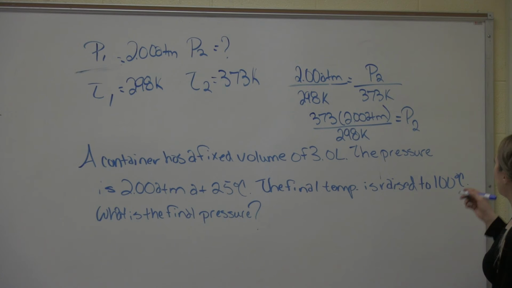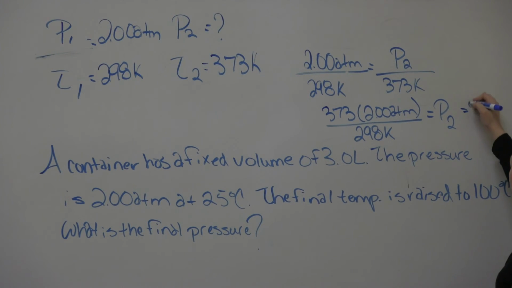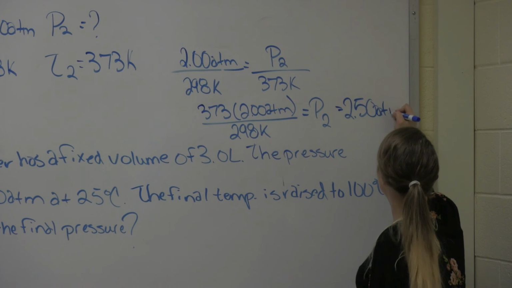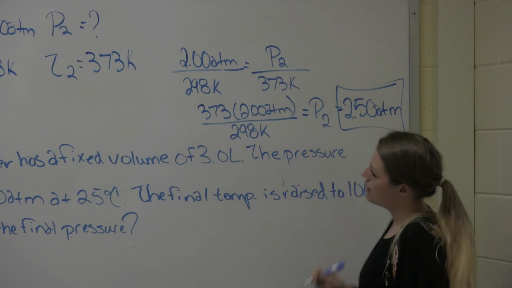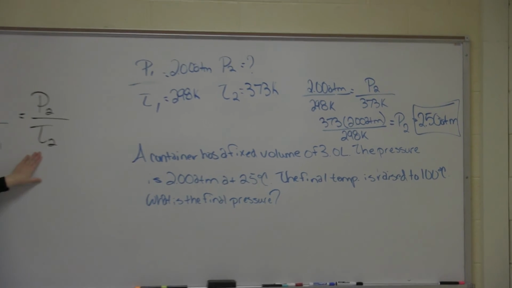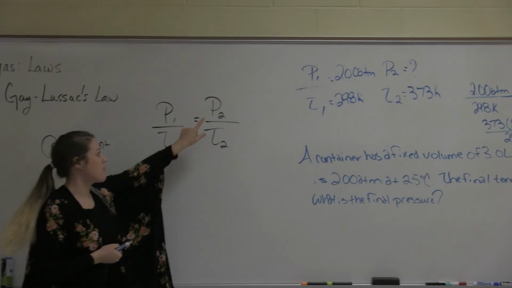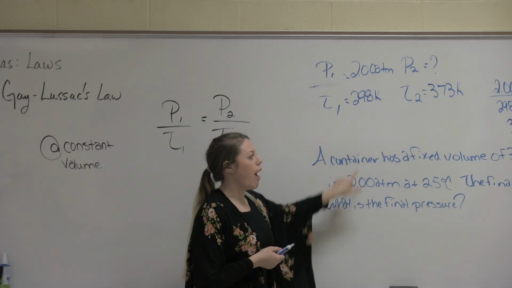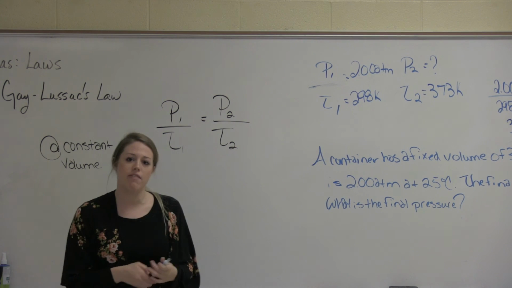We punch all that into the calculator. P2 equals 2.5 atmospheres. Okay, so in conclusion, we raised the temperature. Okay, so if we raise the temperature, our pressure must also increase. Our pressure increased because we started with 2 atmospheres and the final pressure was 2.5 atmospheres.